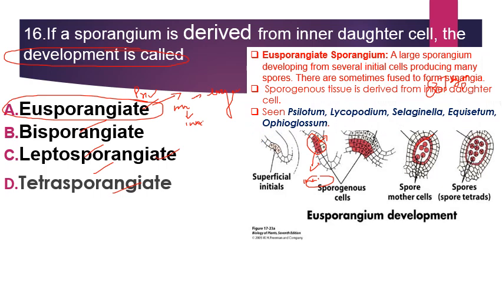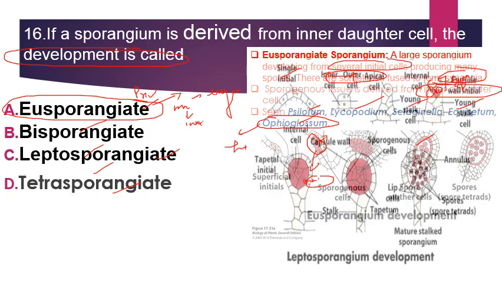So eusporangiate sporangium. Here, a large sporangium is developing from several initial cells, producing many spores. Sometimes these sporangia fuse and form a synangium. This sporogenous tissue is derived from inner daughter cell and seen in genera like Psilotum, Lycopodium, Selaginella, Equisetum, and Ophioglossum. Ophioglossum को commonly कहा जाता है Adder's tongue fern और इसमें ही highest number of chromosomes present.